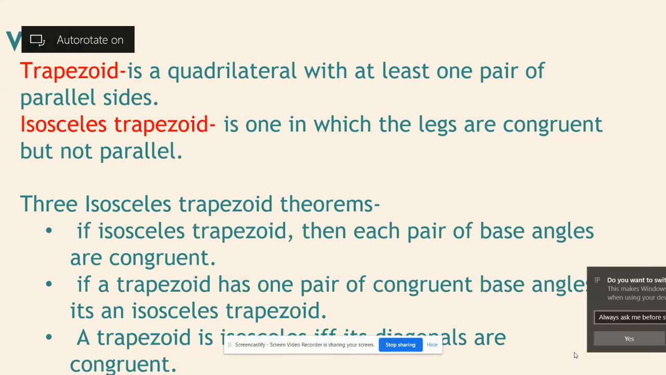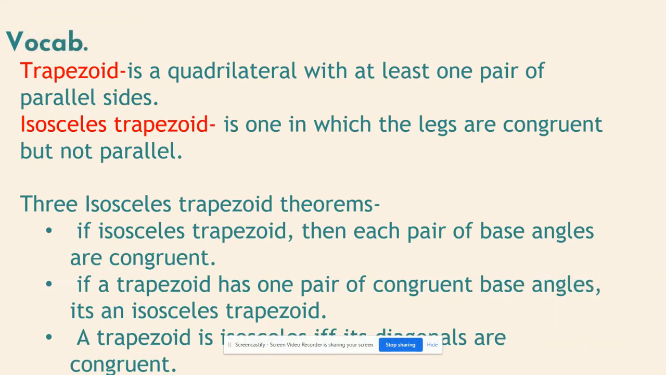All right, for our next item, we're going to look at some trapezoids. A trapezoid is a quadrilateral. Remember, a quadrilateral is a four-sided figure, and a trapezoid has at least one pair of parallel sides. For example, we could have something like this, where these two are parallel. That's just a regular trapezoid. It's a four-sided figure with one pair of opposite sides that are parallel.